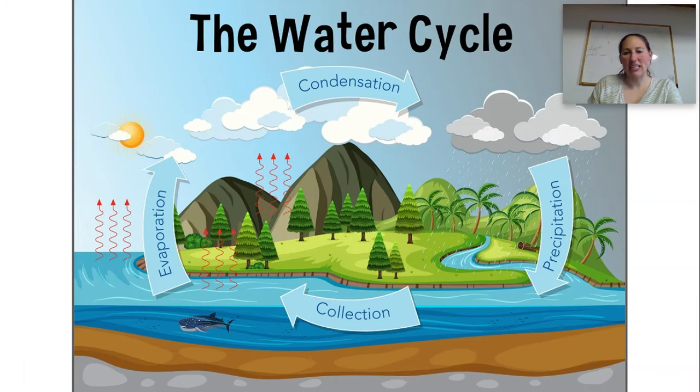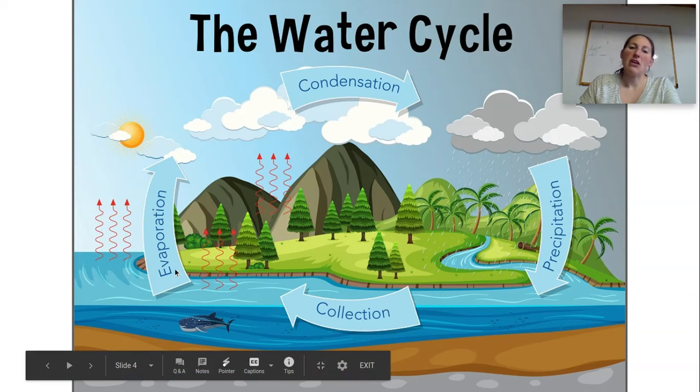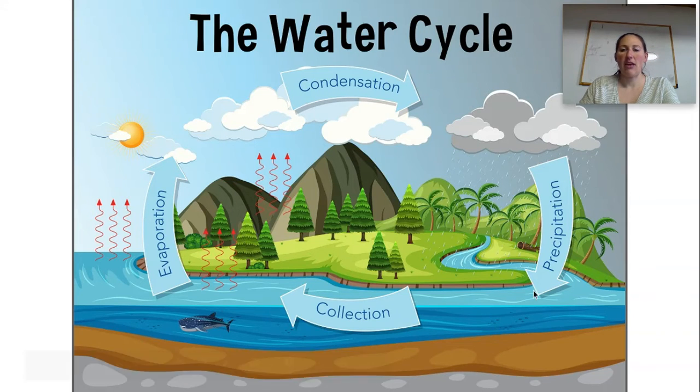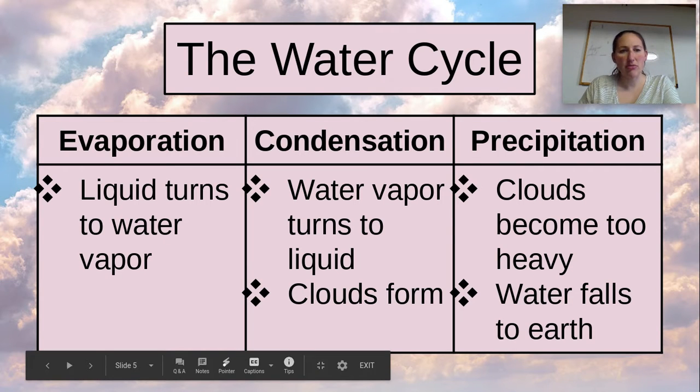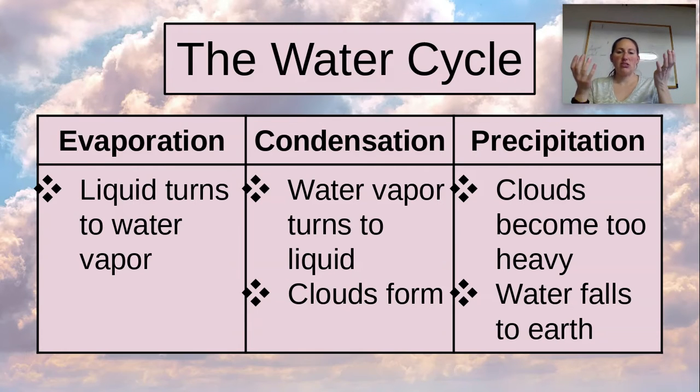Here's the water cycle again. Of course, it's going to go from evaporation to the clouds and condensation. The cloud becomes heavy and you have precipitation, and around it goes. So here are the three again. Evaporation is when the liquid turns to water vapor gas. Condensation is when the water vapor gas turns to liquid in the clouds. Then when the clouds become too heavy, in precipitation, they fall back to the earth.